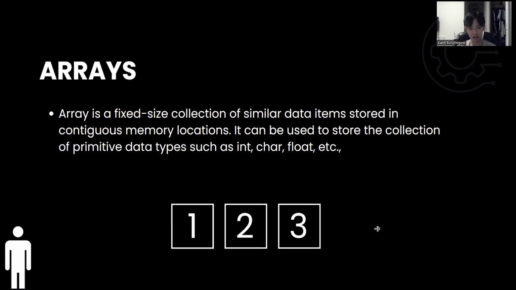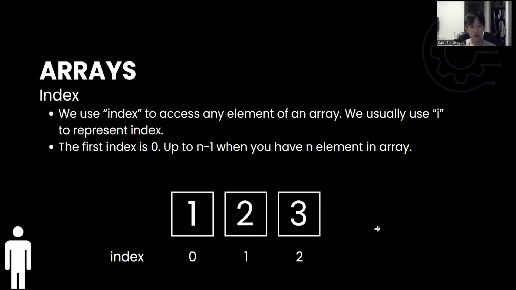How can we access the first, second, or last element of the array? Remember, I said that we can change the data, but how can we access the elements if we want to change or manipulate them? We use an index to access any element of an array. We usually use i to represent it. And we start counting the index from 0 to the last element, size of array minus 1, because we start with 0 and we count 0, 1, 2, 3 to the last.